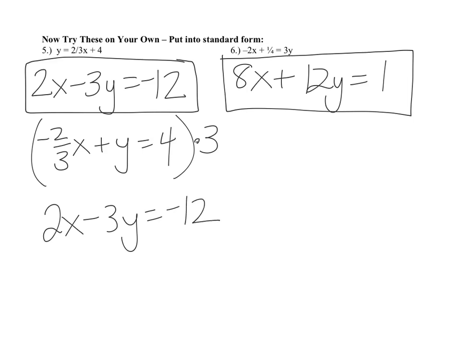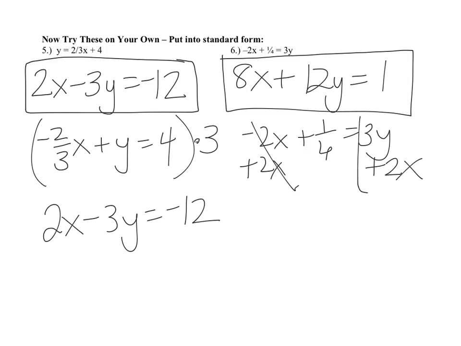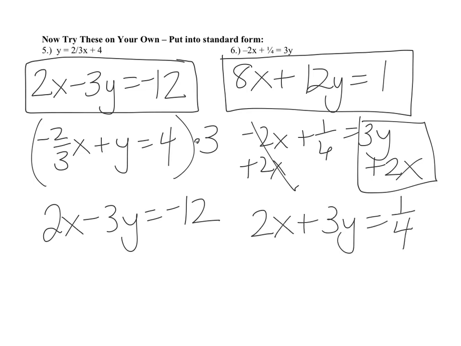The next one, what I did for number 6 is I went ahead and I added, so it says negative 2x plus 1/4 equals 3y. What I did is I went ahead and just added 2x to both sides, like that. And then what I did is I put this first, because you want the x and the y to come first. So it's going to be 2x plus 3y equals 1/4. And then you can't have a fraction. And so then what I'm going to do is multiply everything by 4. And when you multiply everything by 4, you end up getting that right there.